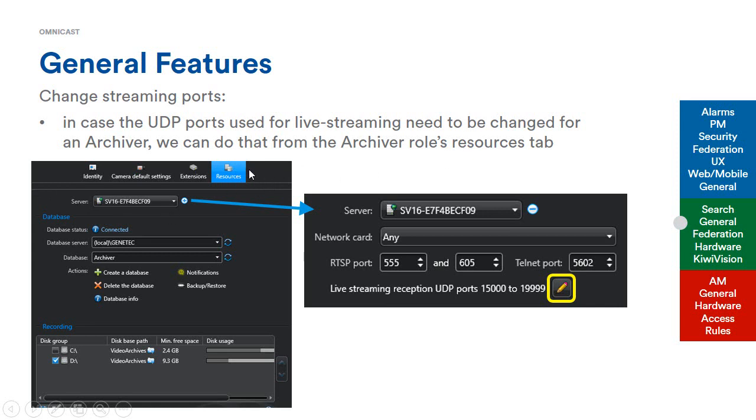So here I have my archiver. I went into the resources, and I need to expand the server settings here. And then I'm going to see our normal network card here, but we can also see here live streaming reception UDP ports. And it gives the range that it's currently set to. If I hit the pencil icon here, it's going to pop up a menu and show you those ports and ask you any changes you want to make here. So if there's anything that does need to be modified from there, we can do that.